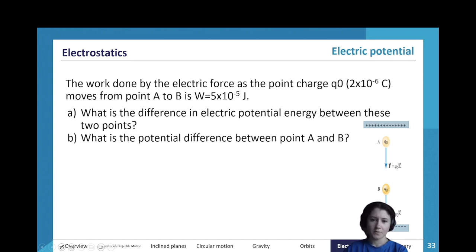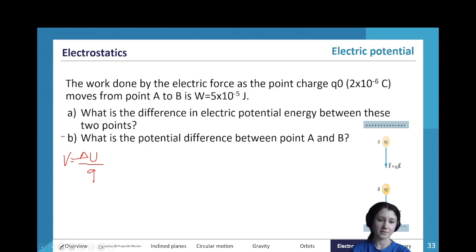So, for this question here, we need to remember that the voltage is equal to the change in electric potential energy divided by Q. Alright, so this would help us find part B. The first thing that we need to do, though, is we need to find the difference in electric potential energy between the 2 points. And this is delta U here.